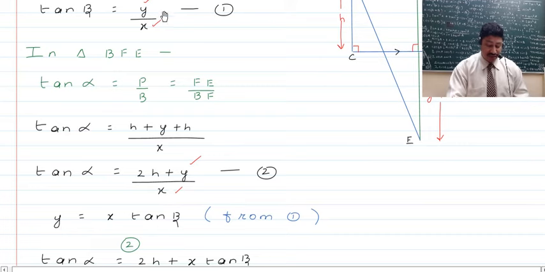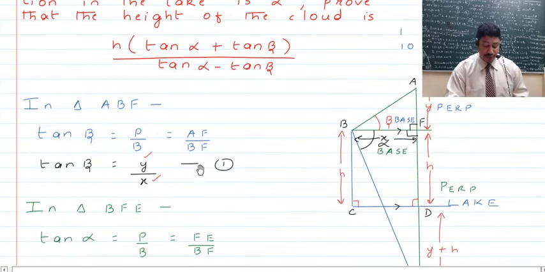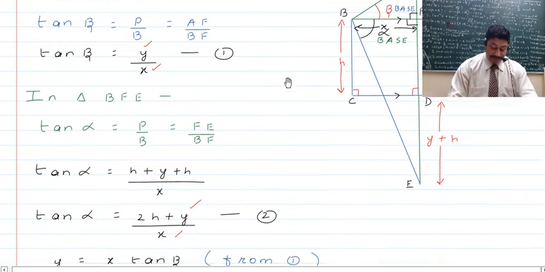Now here, children, in these two equations we have two unknowns, that is y and x, whose values we've got to calculate, because in what we've got to prove, that is the height of the cloud above the lake, there is no x and y.